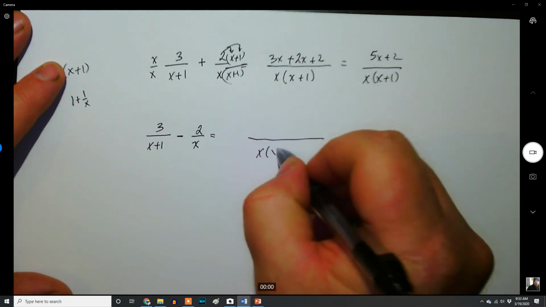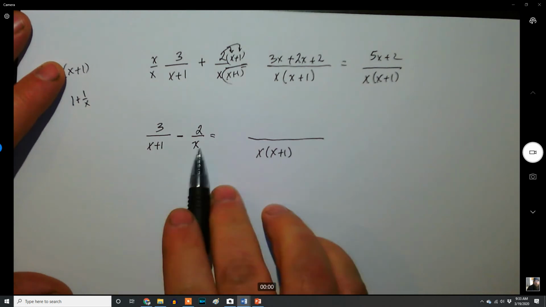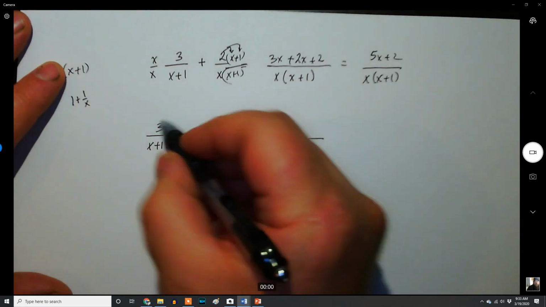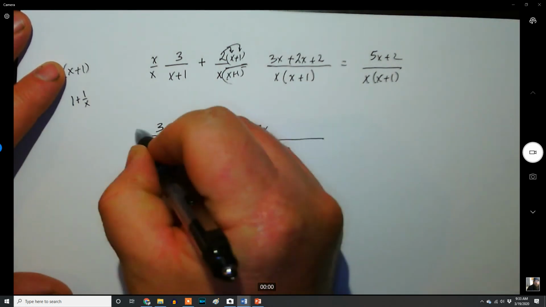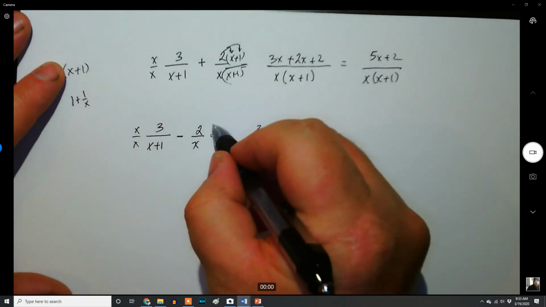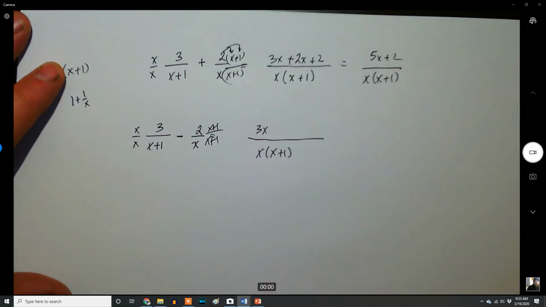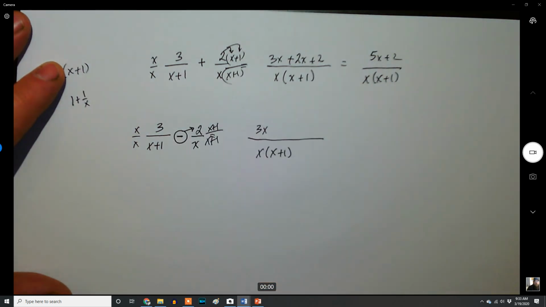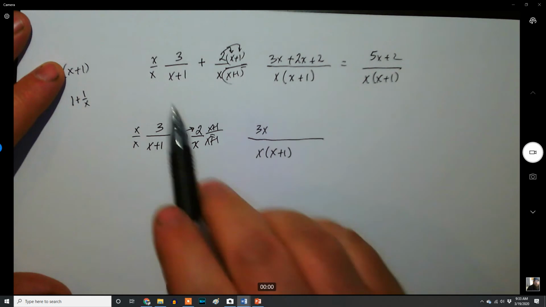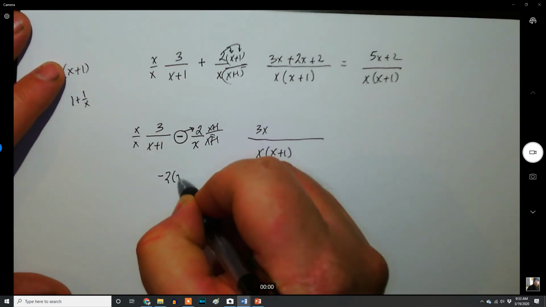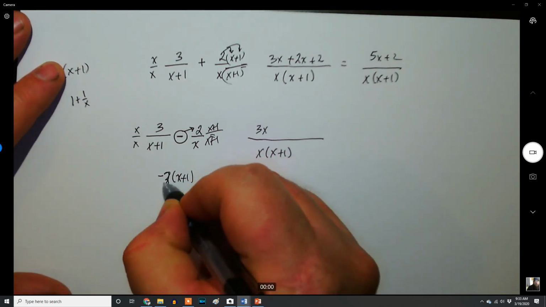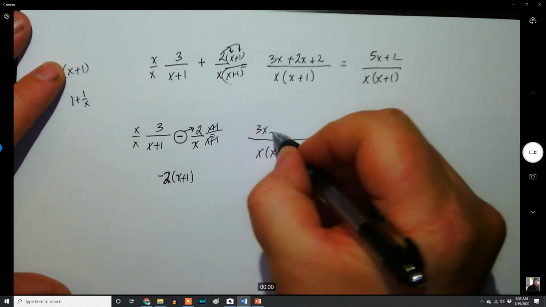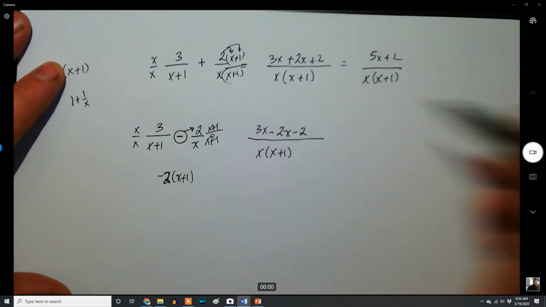So just like before, our common denominator is going to be the product of those two things, right? And we have to multiply that by x over x, no big deal. And this one by x plus 1 over x plus 1. Here's the deal though. It's a negative 2. It's not a positive 2 like it was up here. It's a negative 2. So what we really have is negative 2 times x plus 1. And so that gives us negative 2x minus 2.